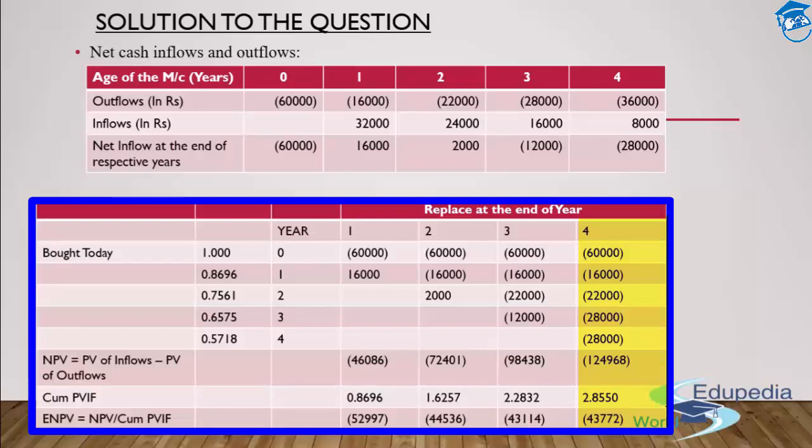And what will be my fourth year's net inflow? That will be negative 28,000. I'll have to incur 36,000. In comparison to that, I'll be receiving 8,000 from the market as scrap value. So the overall net inflow will be negative 28,000.